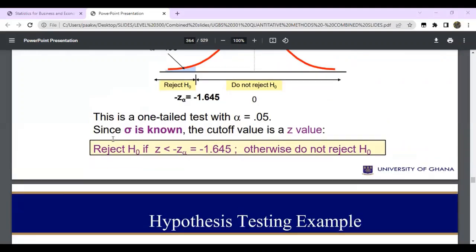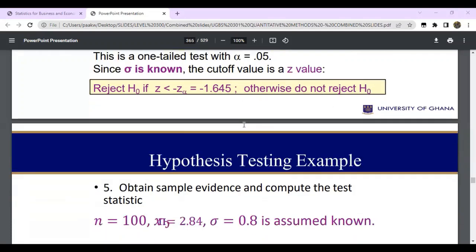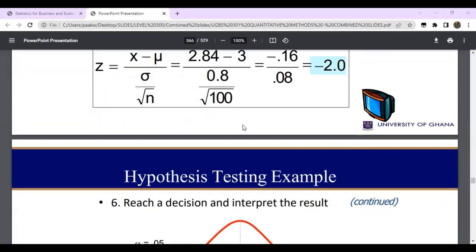Okay, so as I was saying, this is a one tail test with alpha 0.05. Since standard deviation is known, I've explained this one. So we reject H0, the null hypothesis, if Z computed is less than or equal to negative Z alpha, that's the Z critical value, because this is a lower tail test, so it will give you negative values. Otherwise, we do not reject. So that's the same rule I gave you. So we've explained this one. So this is the workings.